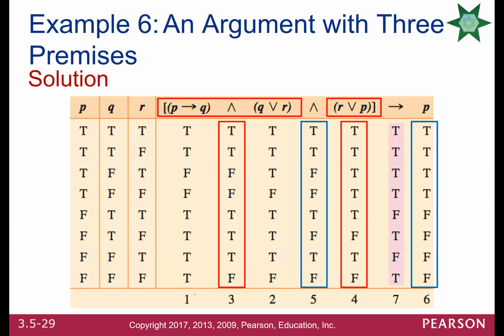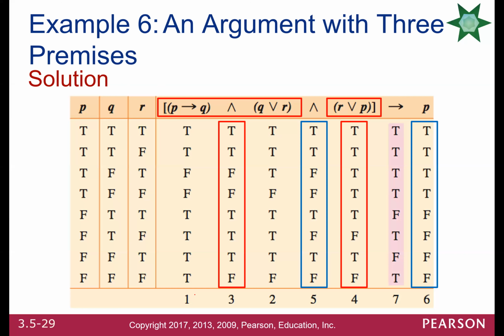All right, so now I'm going to combine the first 2 premises using the conjunction. So I'm going to combine those using an and. So I'm going to combine column 1 and column 2 using a conjunction. The conjunction is only true if both statements are true. So in this case, it will be true in the first case, the second case. It will also be true in the 5th case, the 6th case, and the 7th case. In the 8th case, it's false. So the column that's highlighted in red is the combination of premise 1 and premise 2 using the conjunction.